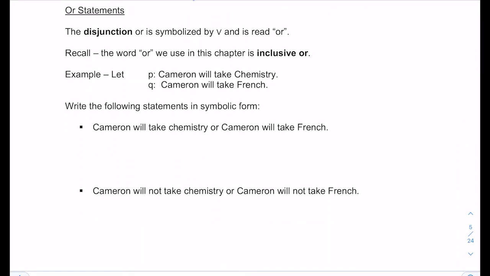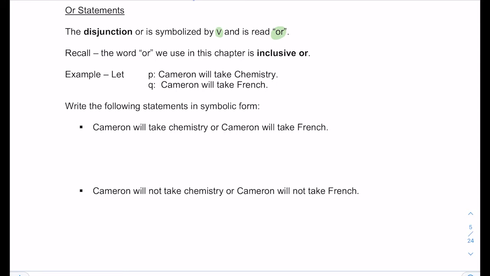For or statements, we know them as disjunctions, and we take the up arrow and now point it downwards. So this is the symbol for or. And remember, we're using the inclusive or, which means one, both, or all can occur. So we're going to let P represent Cameron will take chemistry, and Q represents Cameron will take French. We're going to write the following statements in symbolic form.